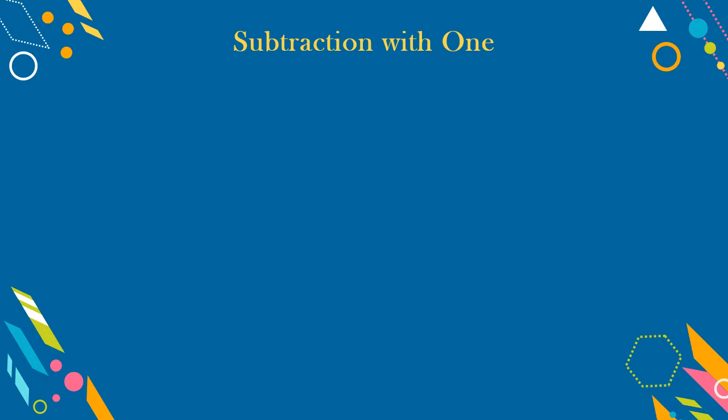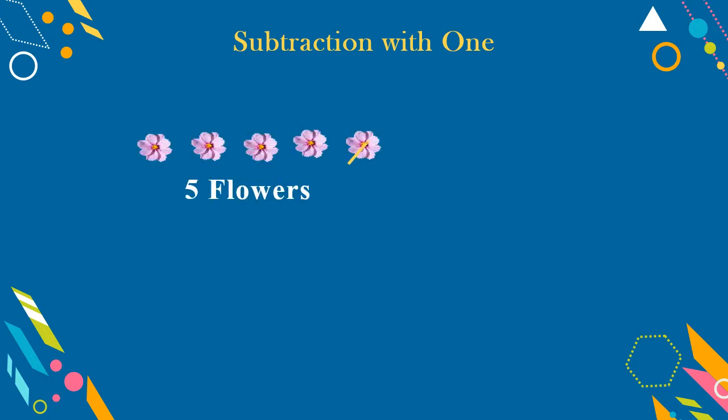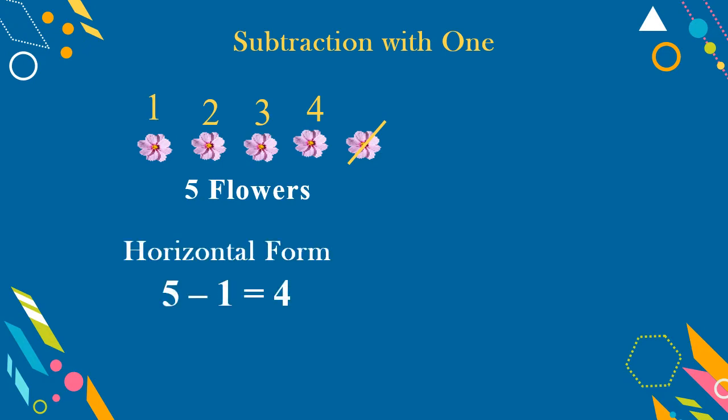We have 5 flowers. 1 flower is plucked out. How many flowers are left? Now count with me. 1, 2, 3, 4. We are left with 4 flowers. In horizontal form, we can write 5 minus 1 equals 4. And in vertical form, we can write it like this.